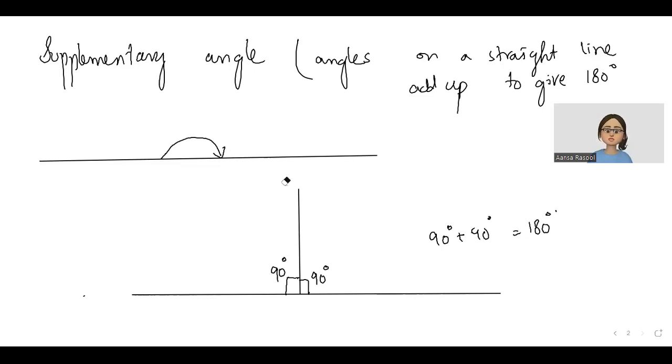So if they give you one angle over here and ask you to find angle Y, we know that angles on one line add up to give us 180 degrees. So Y plus 90 degrees is equal to 180 degrees.